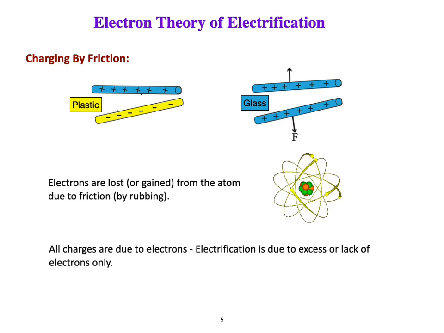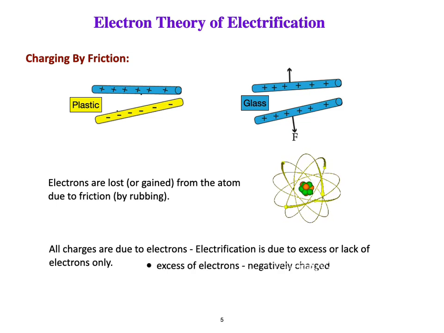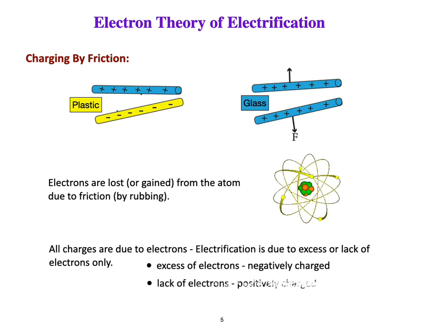So all charges in this universe are because of electrons. This is the electron theory of electrification. So electrification is due to either lack of electrons or excess of electrons, and electrons only. Electrons are considered to be negatively charged, so if there's an excess of electrons, the body is negatively charged, and if there's a lack of electrons, the body is positively charged. Lack of electrons means positively charged.